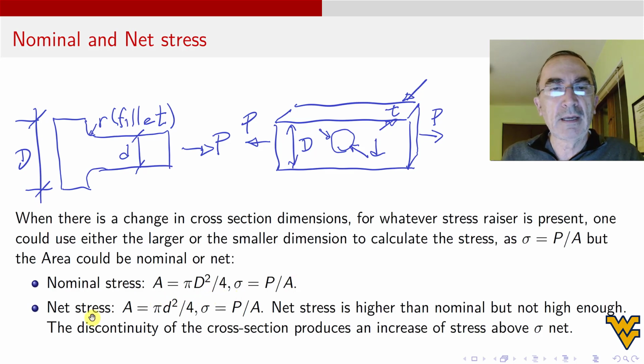All right, but then there is another stress, which we call the net stress, one that we calculate with a smaller area. In this case, the smaller area is with diameter d, so pi d squared divided by 4. And we calculate another stress, and this stress is higher because d is smaller. So this net stress is higher than the nominal, but not high enough, because in this region there will be a stress concentration that will be above the number calculated in this region.